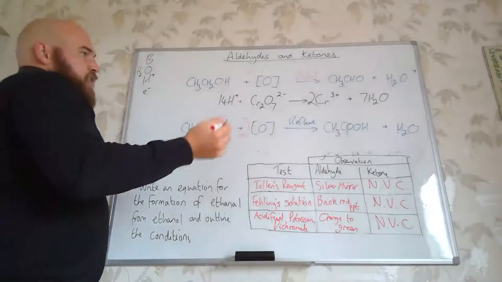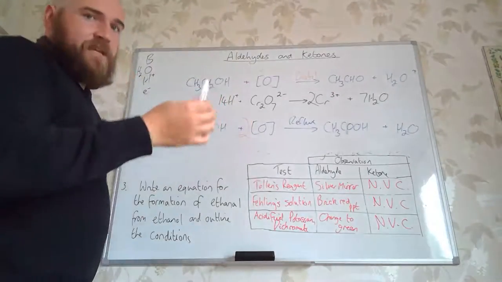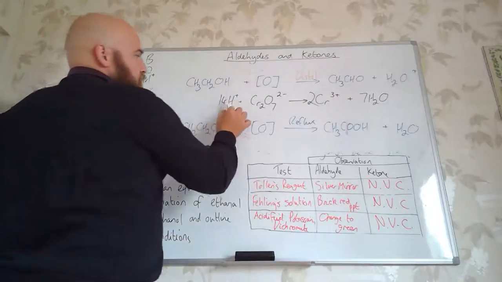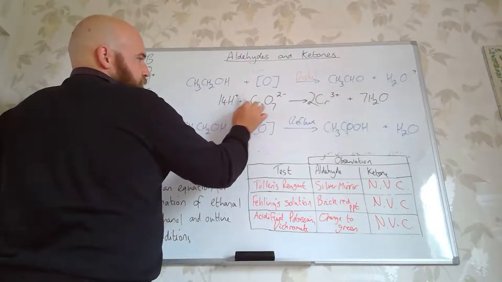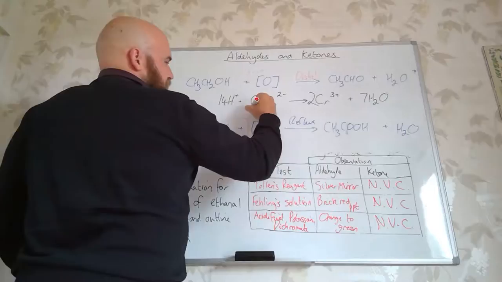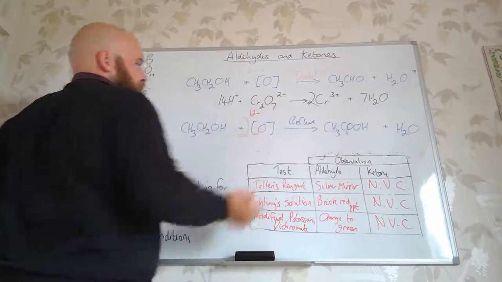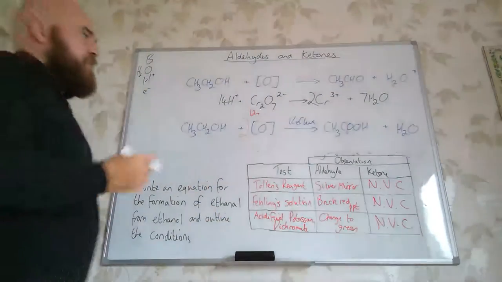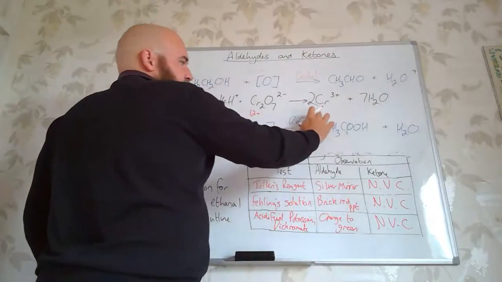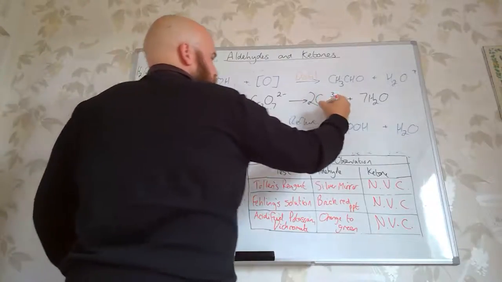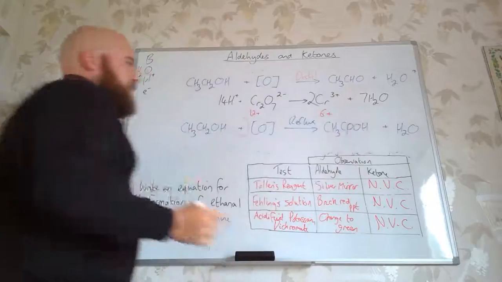So what's the total charge on the left-hand side? And again, there's a classic mistake that I'll point out in a moment. 14 plus there, 2 minus there. So it is 12 plus, or plus 12, on the left-hand side. And on the right-hand side, there are 2 lots of 3 plus, so that's 6 plus, okay?